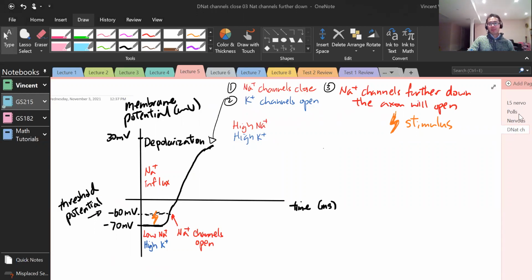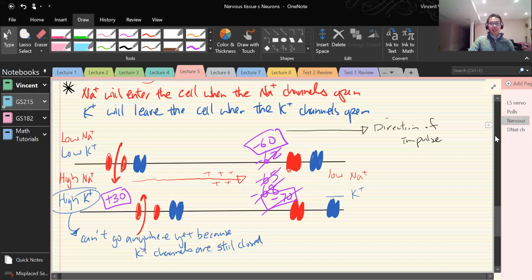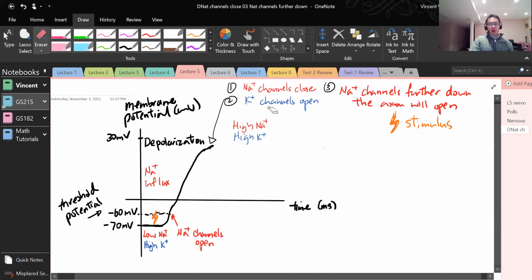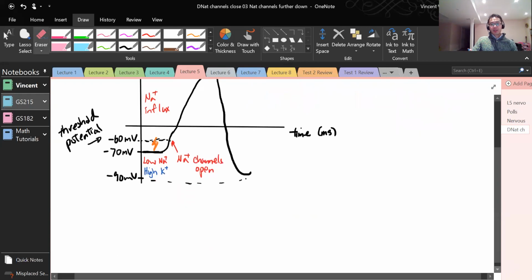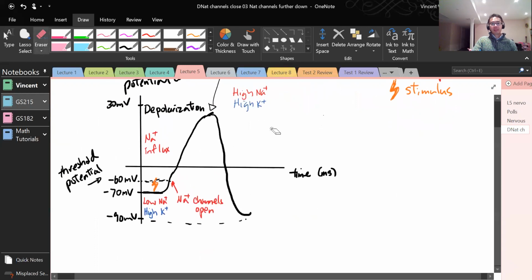If everybody's happy with this, let's take a look at what happens to our graph next. Now, the potassium channels will open at 30, and as soon as the potassium channels are open, our potassium will leave. They wanted to leave in the first place anyways. As the potassium leaves, you will become negative once again. We keep on dropping, and it will drop all the way to minus 90. So why is it like that? Why is so much potassium leaving? This here is called repolarization.